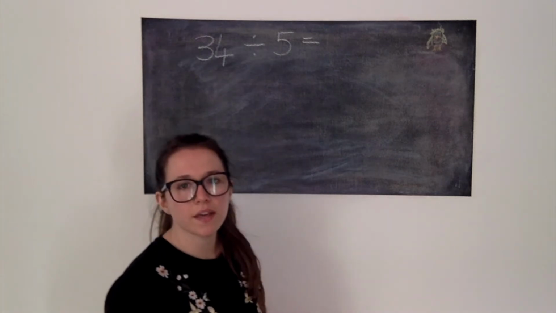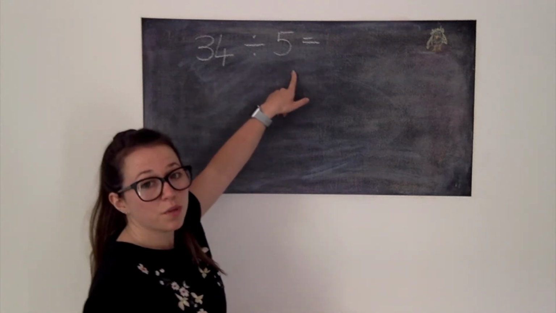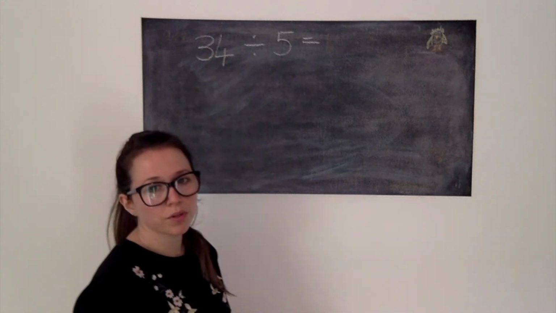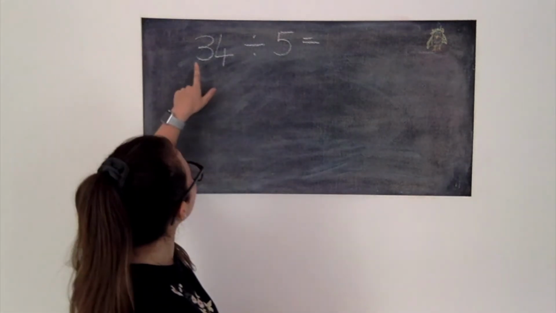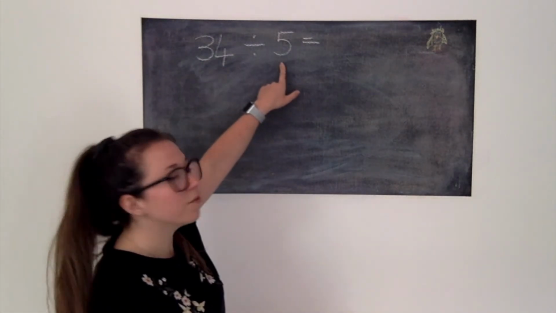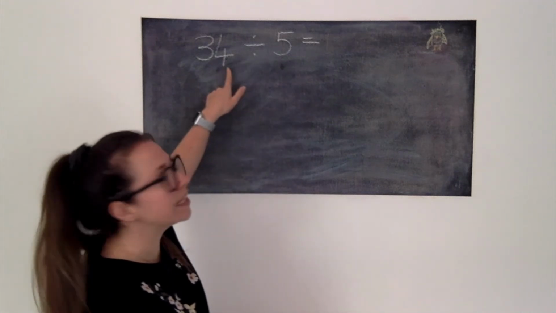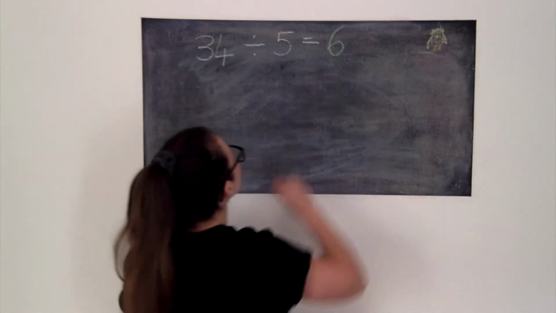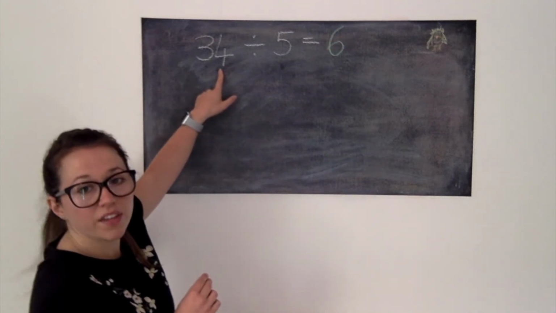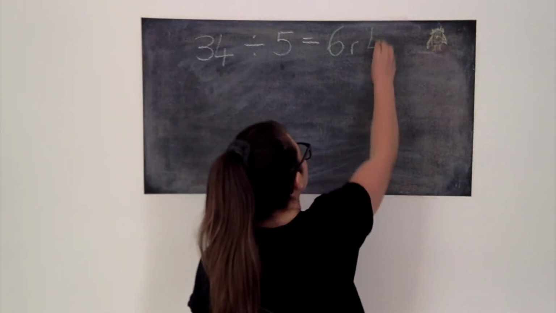Okay, let's do it together. So first of all, 34 divided by 5. I know there's going to be a remainder. 34 isn't a multiple of 5. Thinking about my 5 times table, I know that 6 full groups of 5 is 30. I can't quite make another group, I can't get to 35. So I know my full groups, 6 full groups is 30, and then I know I've got 4 left. So it would be remainder 4.